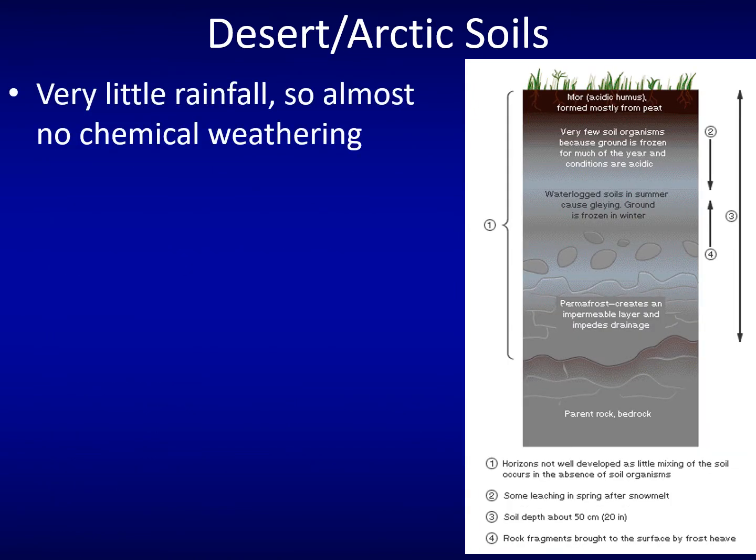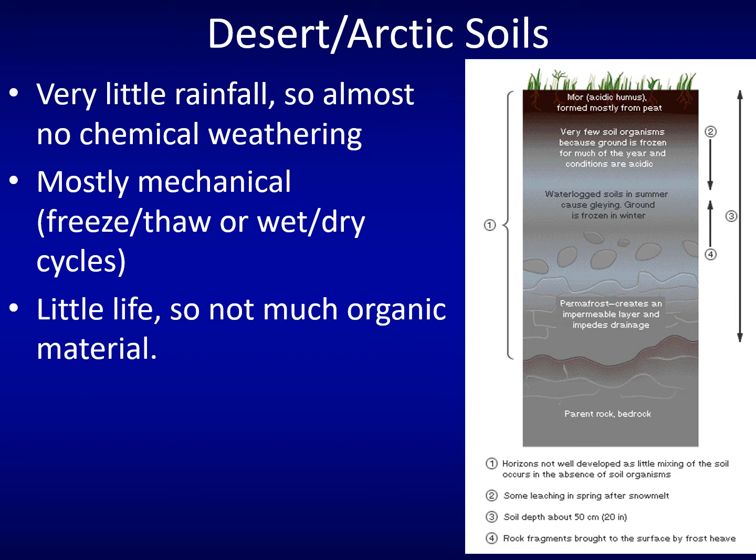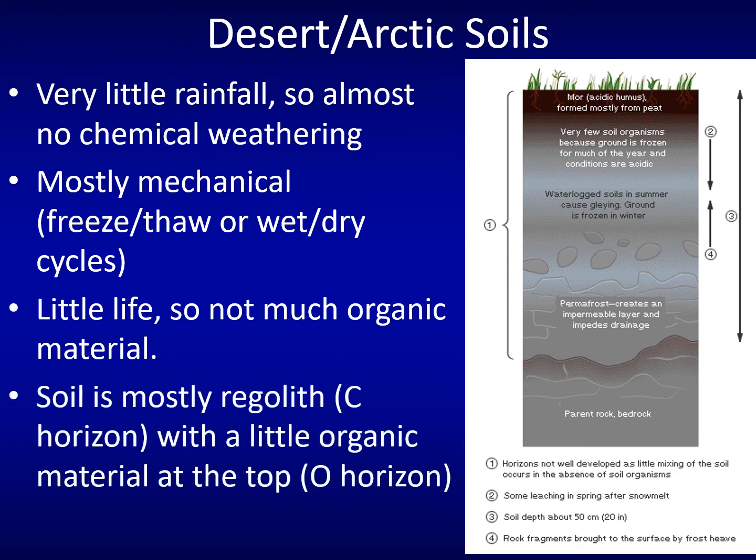Desert and Arctic soils have very little rainfall, and so there's almost no chemical weathering involved with these soils. There's really a lot of mechanical freeze-thaw weathering or wet-dry cycles that produce cracking and breaking of the bedrock below and the weathering of the regolith. There's little life in these soils, so there's not much organic material, and soil is mostly regolith in these areas because it's just chunks of weathered bedrock. And maybe just a little organic material at the top for a small O horizon. Desert soils are referred to as pedocals.